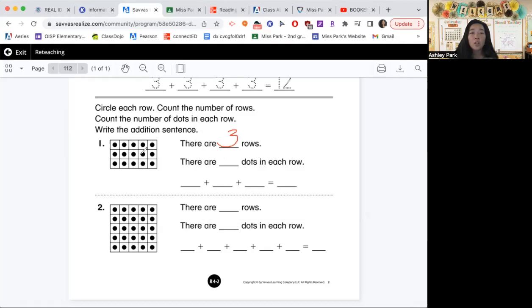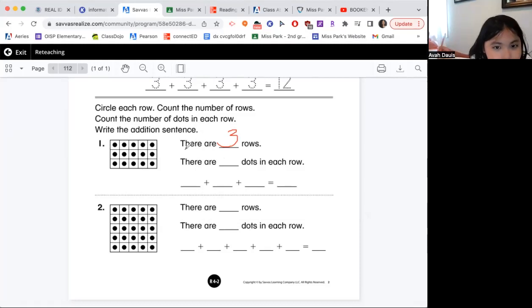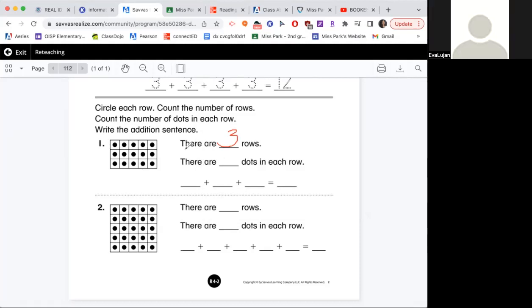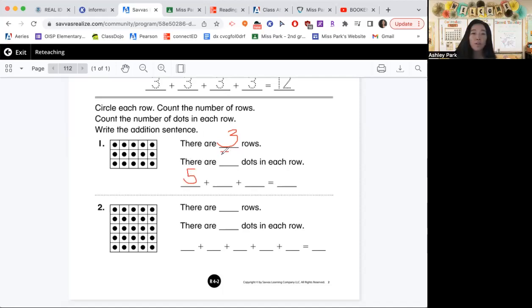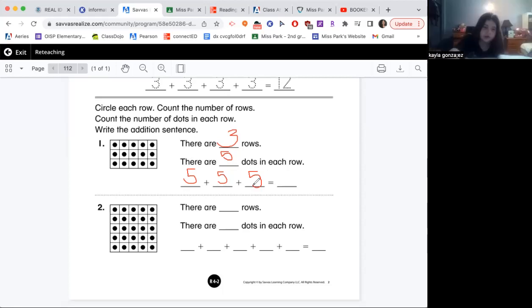And then how many dots, how many boats are in each row? 5. Oops, 5. So we're going to add up the number 5 3 times. What is 5 plus 5 plus 5? 15.